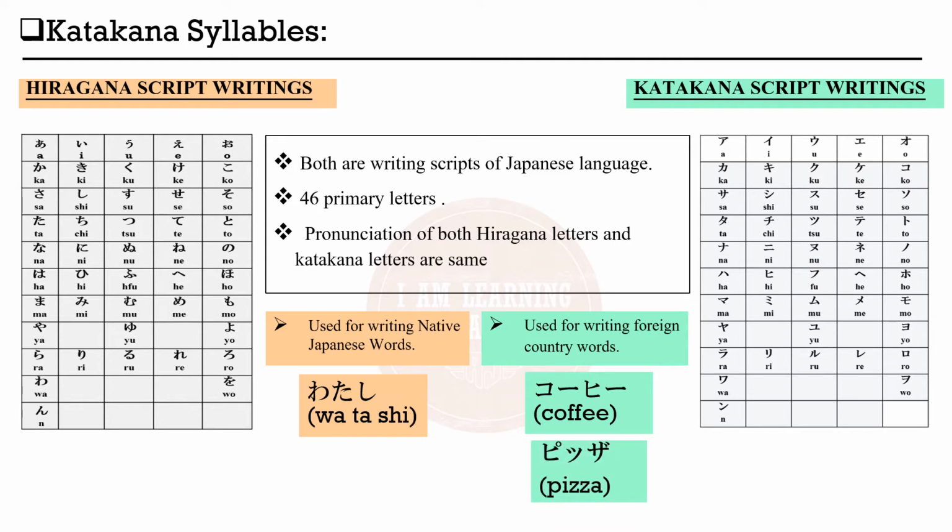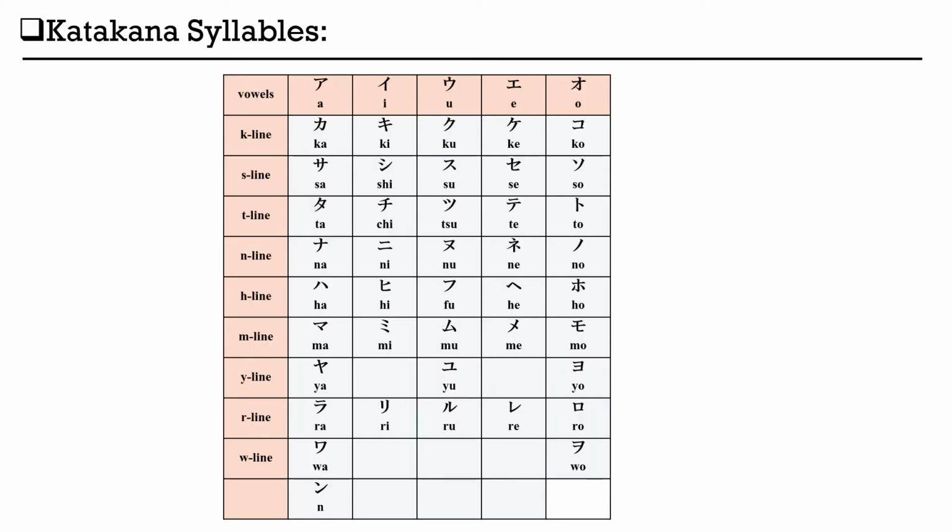The word pizza, as many of you know, has its origin in Italy. So from a Japanese perspective, this word is a foreign-originated or foreign-born word. So, they will use only katakana letters to write the word pizza. I hope everyone is clear on the difference between the hiragana and katakana writing scripts. Now, let us proceed with the katakana chart.